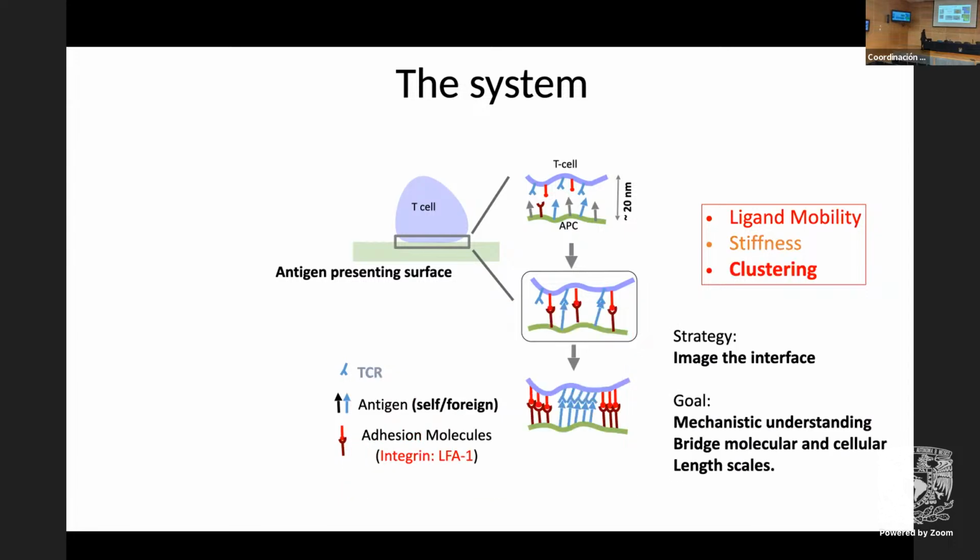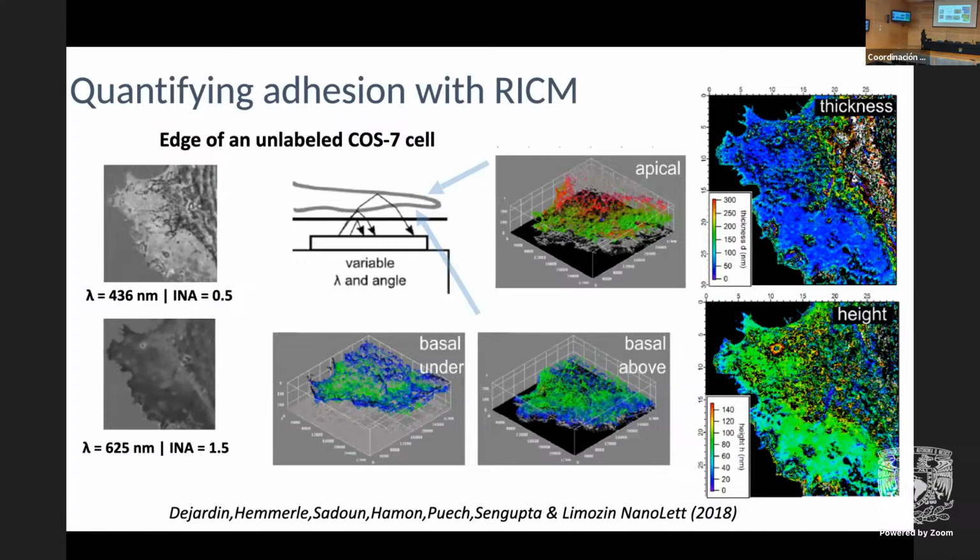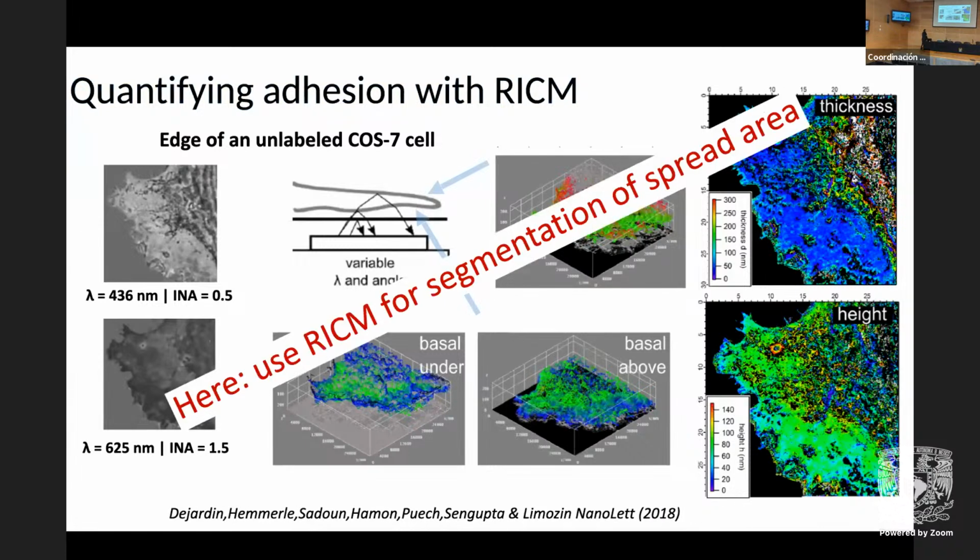Okay, very quickly. I said that for beads and liposomes, we can do RICM with 1 nanometer resolution. Cells are much more complicated. I'm not going to do quantification of cell to surface distance today, but we can do it. If anyone is interested, we can talk further later. Today, I'm going to use RICM just to segment the spread area like Laurence showed and Pierre showed.